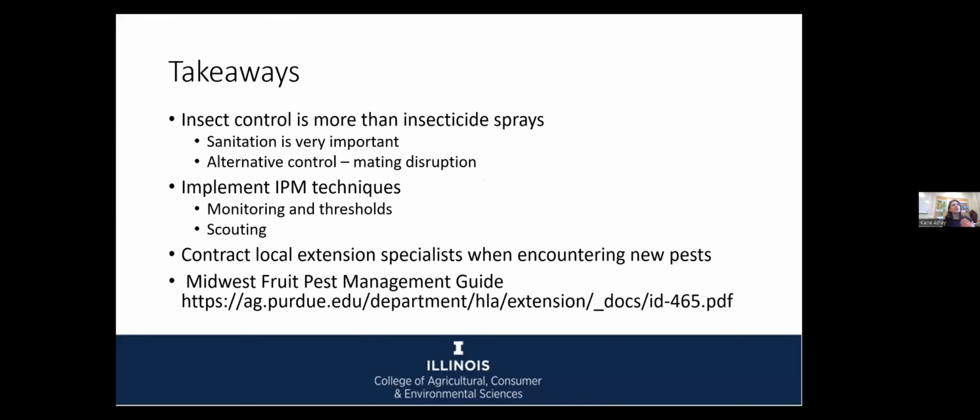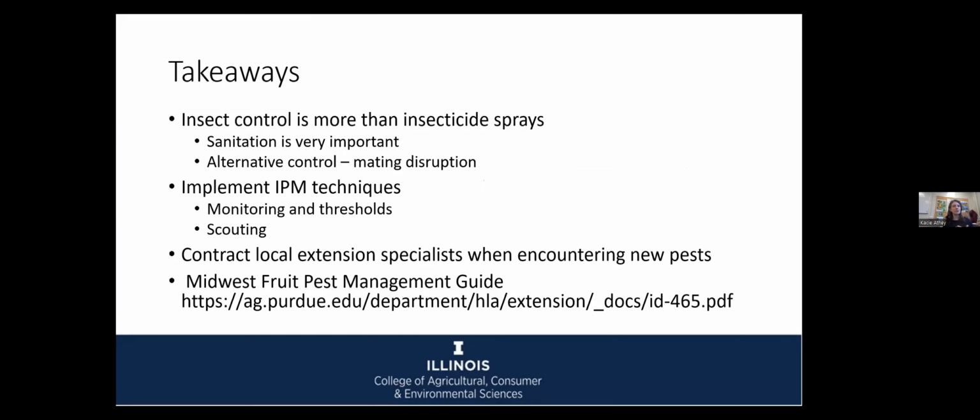So just to finish up, the takeaways of all of this information, which I understand is a lot. The main thing I want everybody to keep in mind is that insect control is more than just insecticide sprays. And although I really only talked about one thing that we use mating disruption for today, we have quite a few things that we can use that technique for. So that's an alternative control type.